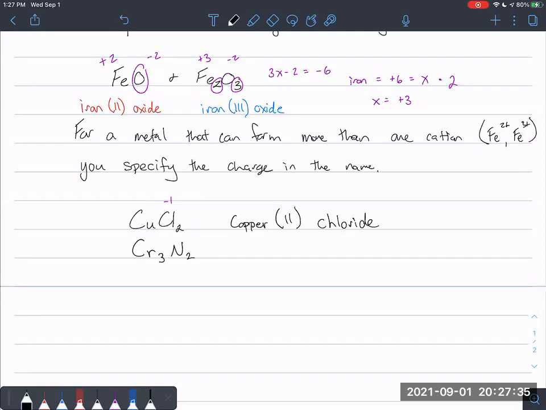What about that? Chromium and nitrogen, but chromium being 3. So is it chromium(III) nitrogen? You're right. It's chromium(III), but it's not nitrogen. Remember, we have to change the name of the anion. So yeah, I got it right. Chromium(III) nitride.